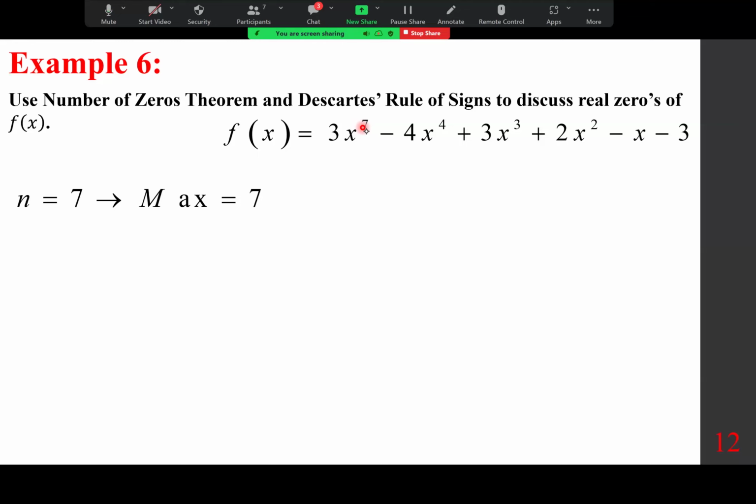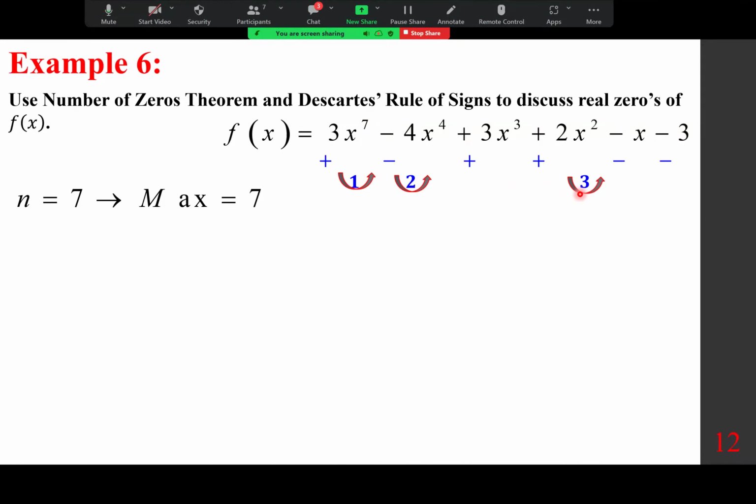Secondly, notice, let's just write the signs: positive, negative, positive, positive, negative, negative. So this changes from positive to negative. This changes from negative to positive. There is no change here. This changes from positive to negative. There is no change here. So the changes in sign, this is 1, this is 2, this is 3. There are 3 changes, so positive real zeros could be 3.